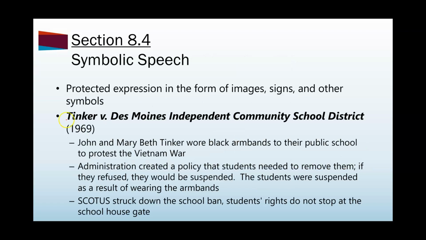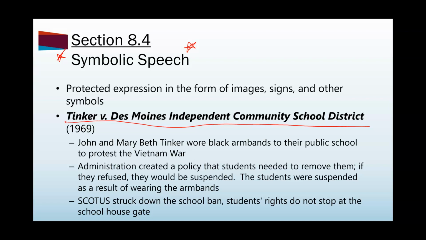All right, and then this is going to be the next major case that we're going to look into because it goes around the idea of symbolic speech. So, symbolic speech, ironically, is very difficult to narrow down specifically, right? It's really based on opinion, but symbolic speech technically is protected expression in the form of images, signs, and/or other symbols. It's very difficult to pinpoint how you consider something to be symbolic speech. It's based on the time period, on the era and how people think and believe in certain things.